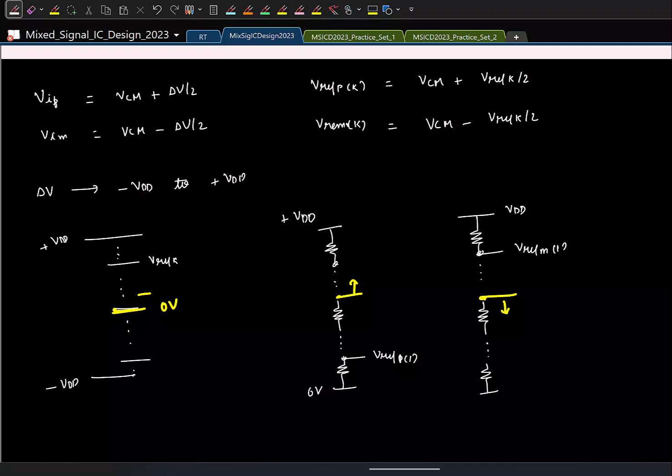Great. So once you generate the references, the next job is to subtract the reference voltages from the inputs and then make the decision. If you have a single-ended case, it is straightforward.